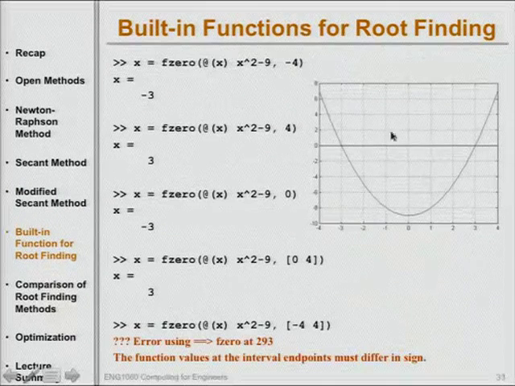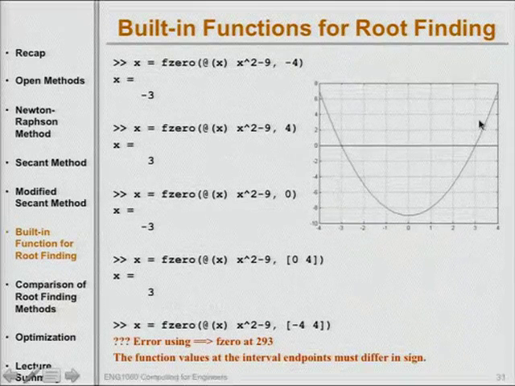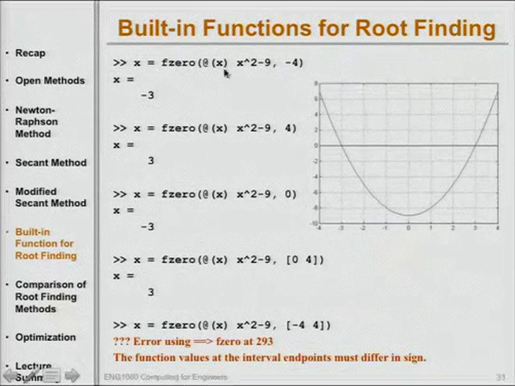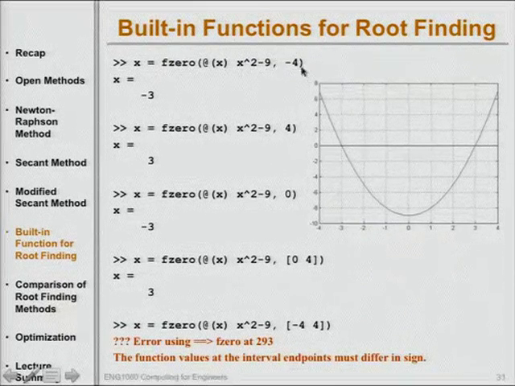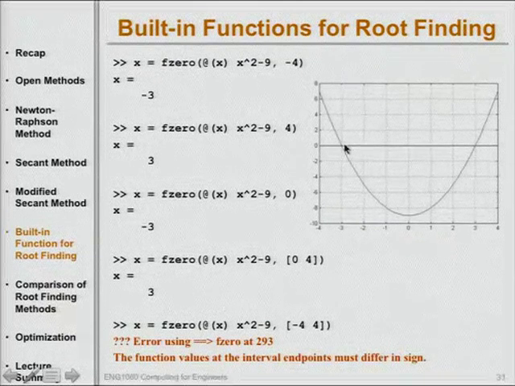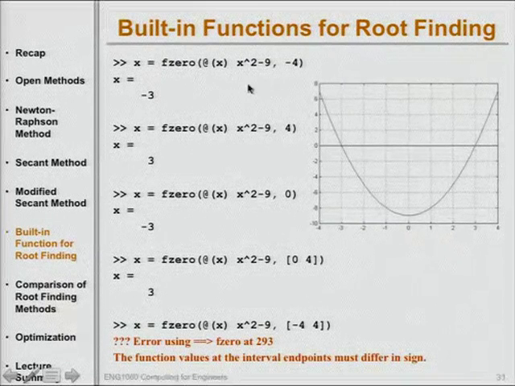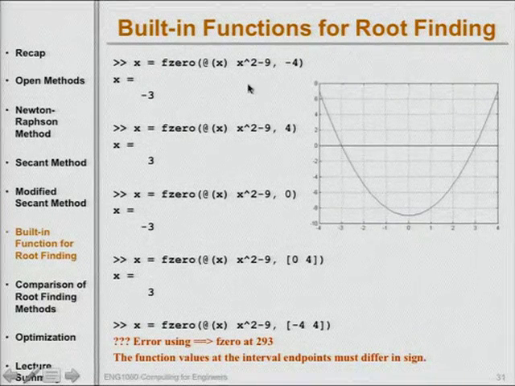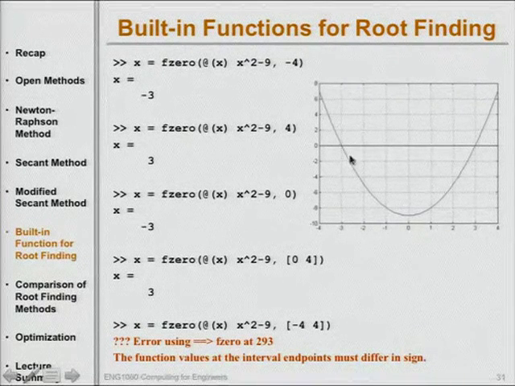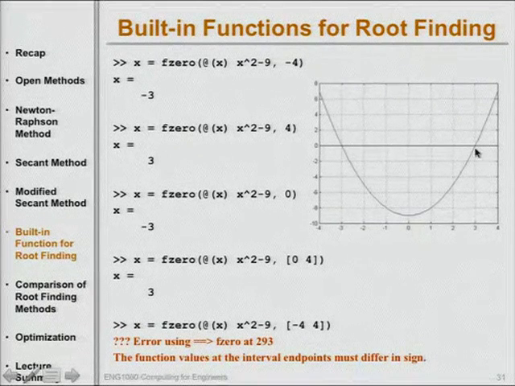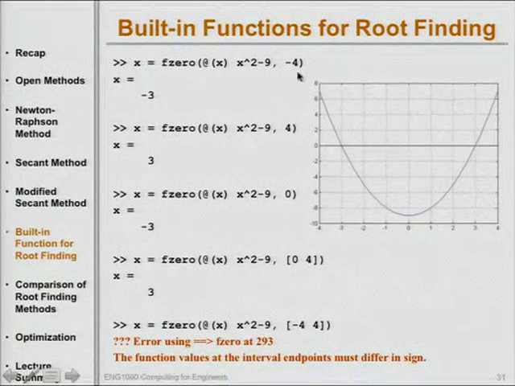So let's have a look at this function here, a really simple function, x squared minus 9. If we pass in the function handle, x squared minus 9, and an initial guess for the root of minus 4, we'll find the root here at minus 3. Effectively it's going to use something like Newton-Raphson or modified secant, draw the tangent and home in on this root down here first. It may be that for whatever reason it was the one across here that you wanted. So you've chosen a bad initial guess for what you're trying to do.